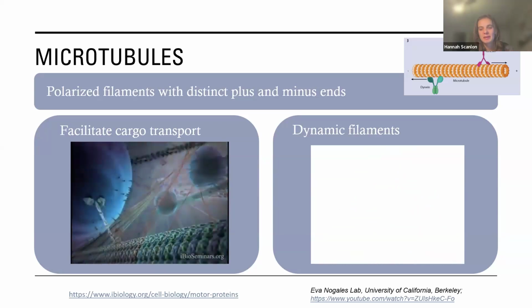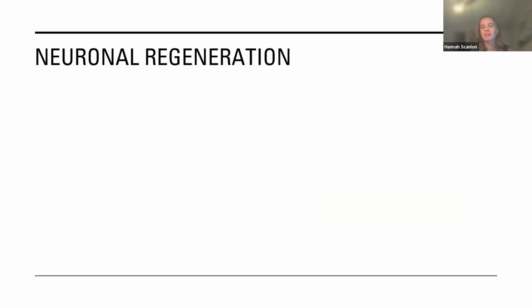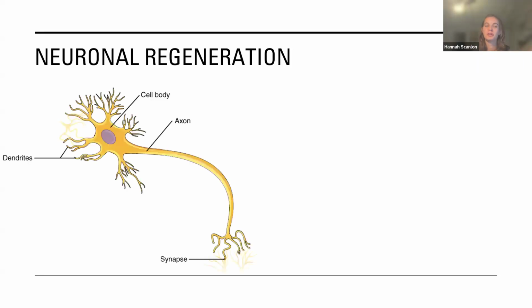Okay, but why do we care about microtubules? Well, broadly, our work is motivated by neuronal regeneration. So to understand that, I want to first orient you to a neuron. There are three primary components of interest in a neuron. The first is the cell body.